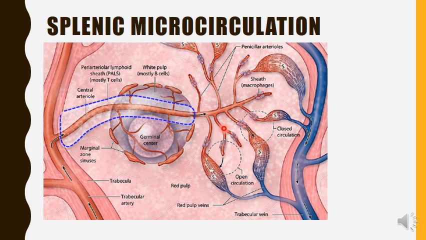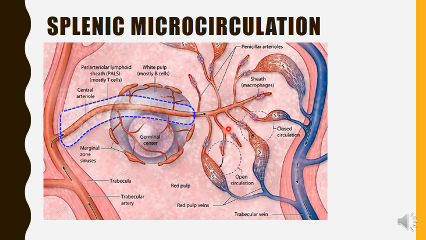Now each penicillar branch runs through the red pulp. So this is all the rest of the area I told you, the red pulp, and this is the white pulp. Each penicillar artery runs in the red pulp and is surrounded by a lamellated body called the ellipsoid, which is formed by the aggregation of macrophages.